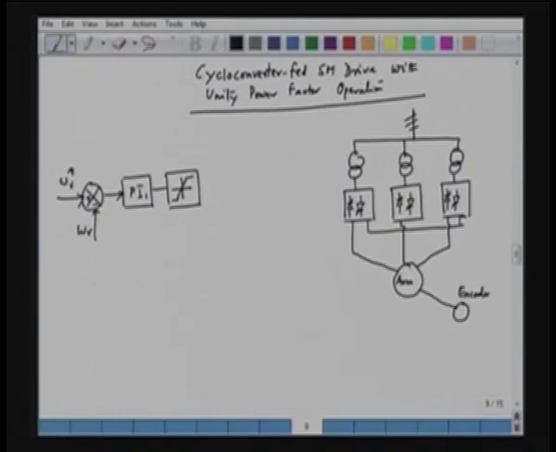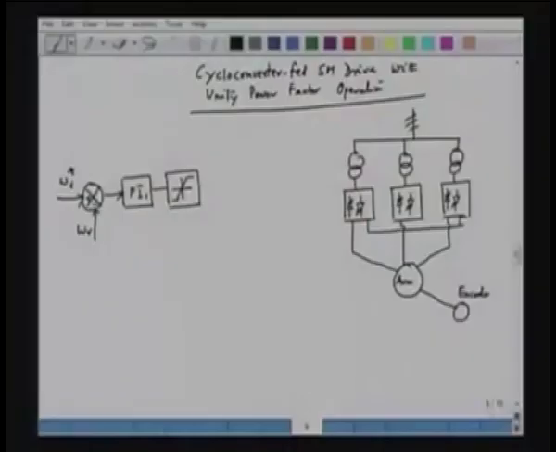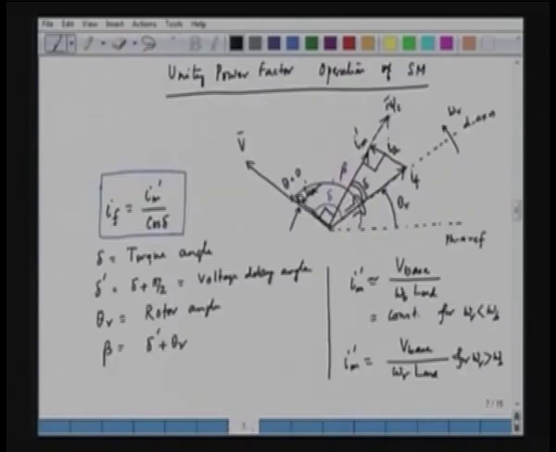PI controller usually consists of a proportional gain and an integral gain. So, output sometimes can hit infinity if not properly limited. So, we have to use a limiter following a PI controller to limit the output. And then this has to be something to do with the torque. So, the output of the limiter is the voltage delay angle delta prime, as we have already discussed. So, this voltage delay angle is this angle delta prime, angle between the d axis and the voltage vector V or VA.